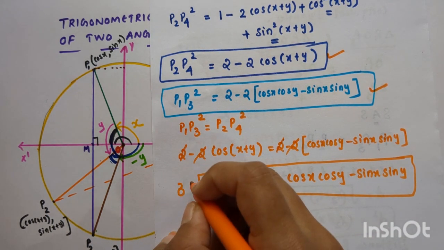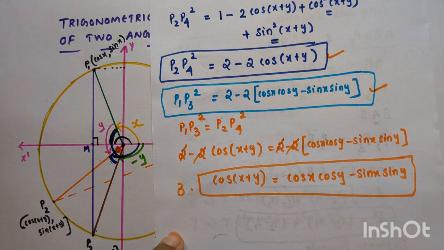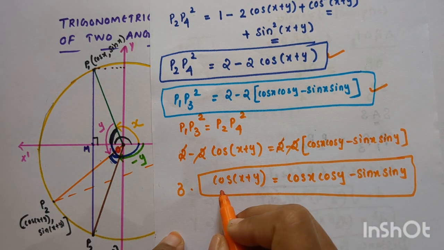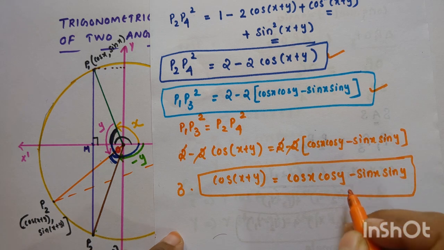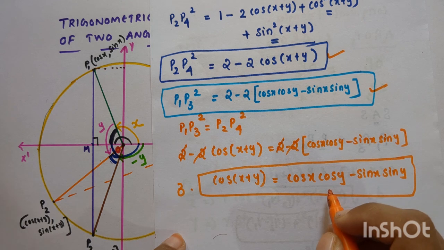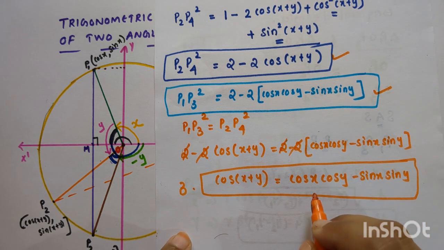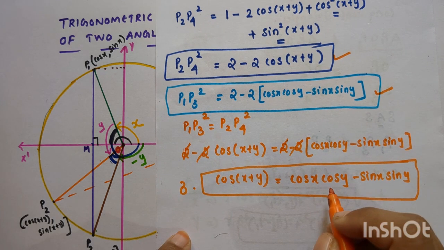The first trigonometric identity is sin of minus x is equal to minus sin x, the second one is cos of minus x is equal to cos x, and the third trigonometric identity is cos of x plus y is equal to cos x cos y minus sin x sin y. We will be discussing all other trigonometric identities in our videos, which will be available in the playlist. I hope this derivation and proof is clear to you. Thank you.